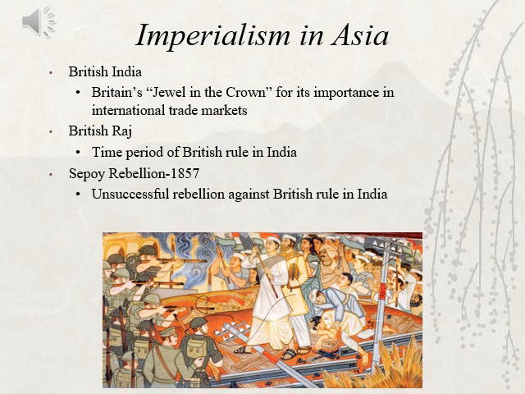British India. Well, India was considered Britain's jewel in the crown for its importance in the international trade markets and raw materials and its people. The time period of British rule in India was known as British Raj, and there was an unsuccessful rebellion against British rule in India by the Indian soldiers. This is called the Sepoy Rebellion, and it happened in 1857.